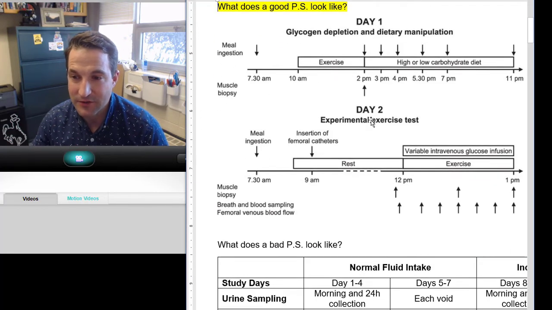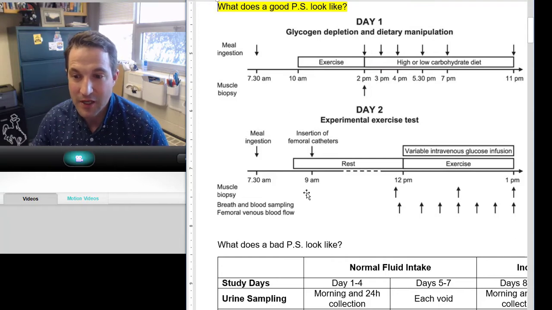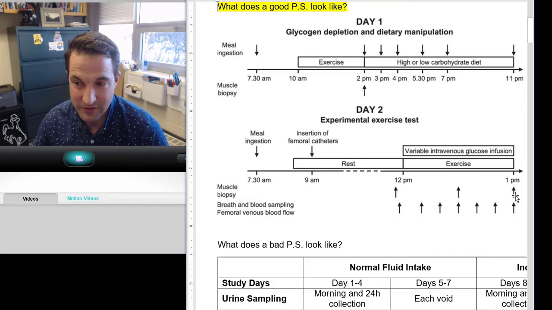If we look at day 2, this is our experimental test day. This is a day we have our meal ingestion, we have insertion of femoral catheters, and rest for a long time. So this is going to enable us to get a slow infusion, probably of some marker molecule that they're going to use when they take repeated muscle biopsies right before they start exercise, in the middle of the exercise, and then at the end of exercise.